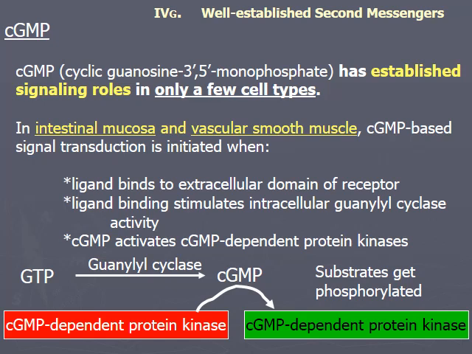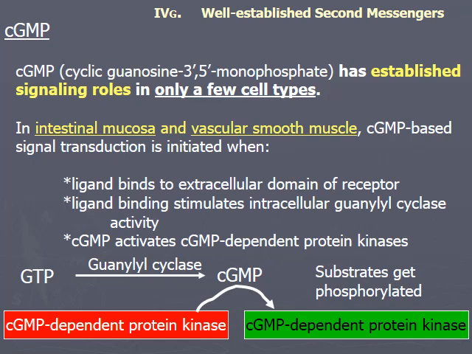And so in these cases, ligand binds to the extracellular domain of the receptor. The ligand binding stimulates an intracellular guanylyl cyclase activity. The cyclic GMP that starts to accumulate will activate a kinase called cyclic GMP-dependent protein kinase. So that's depicted for you here at the bottom, with this red cyclic GMP-dependent protein kinase becoming a stimulated green, active cyclic GMP-dependent protein kinase. Substrates get phosphorylated. And we've talked about cyclic GMP, for example, in smooth muscle as being relaxing. So when those levels are high, we get relaxation. And activation of cyclic GMP-dependent protein kinase leads to that relaxation of smooth muscle.